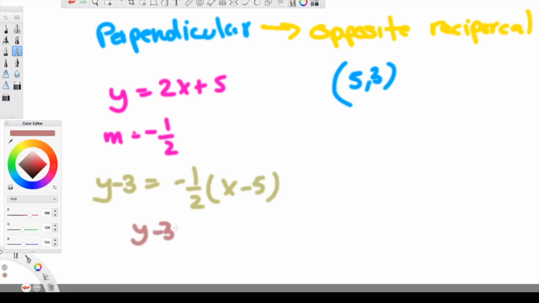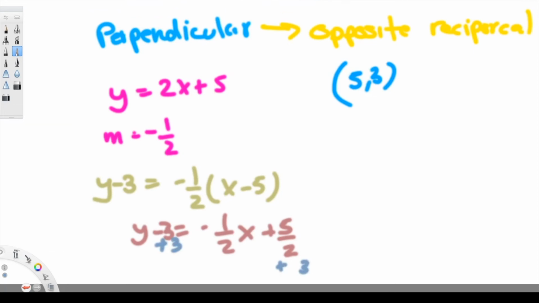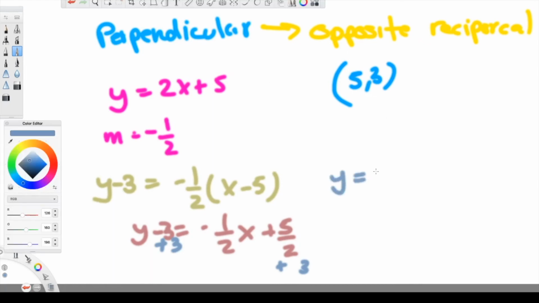y minus 3 equal to negative 1/2 x. Well, negative 1/2 times negative 5 is going to be 5/2. So positive 5/2. Be careful there with the signs. And then I'm going to add 3 on both sides. We need to figure out what 5/2 plus 3 is, and that is going to be in fraction form 11/2. So I'm going to have y equal to negative 1/2 x plus 11/2. There's our equation.